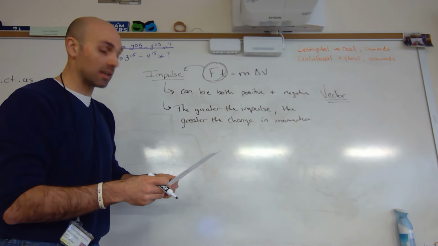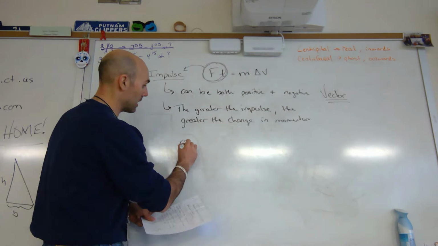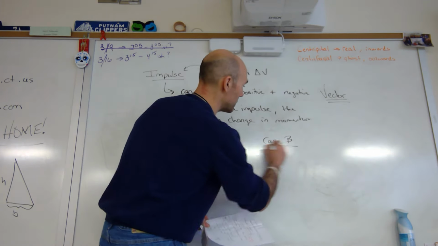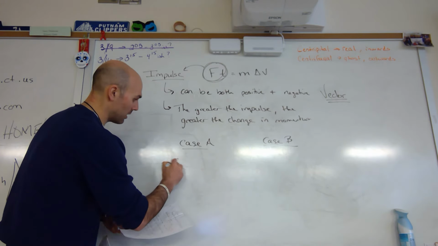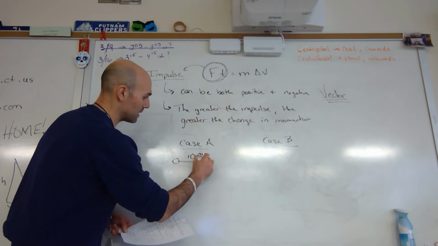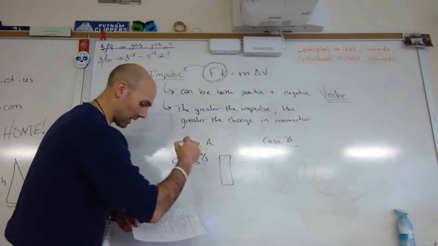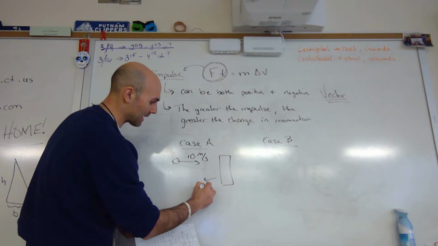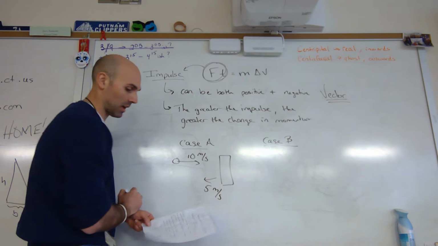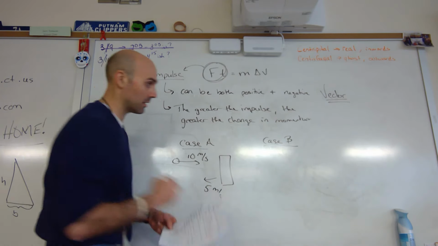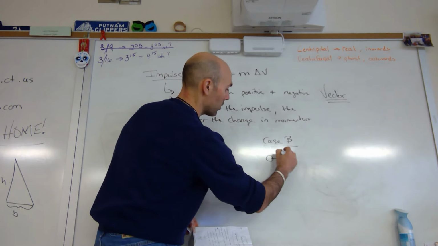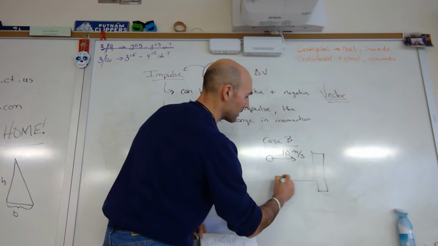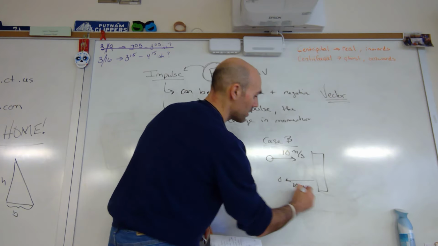So let's take a quick look at an example. Case A and case B. Both have a ball that is traveling at 10 meters per second towards a wall. This ball hits the wall at 10 meters per second. It then bounces back at 5 meters per second. On the other hand, this ball goes in at 10 meters per second, bounces back at 10 meters per second.